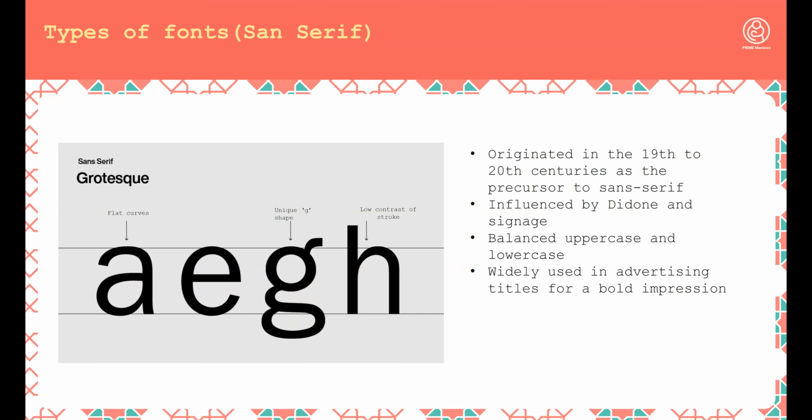The next one is the sans serif style. The first one is grotesque. It emerged from the 19th to 20th century. In this century, sans serif fonts began to be formally defined. It was influenced by the Didone style and signage at the time, and it also features balanced uppercase and lowercase. For your information, ascender means the parts protruding above the baseline, and descender means the vice versa.